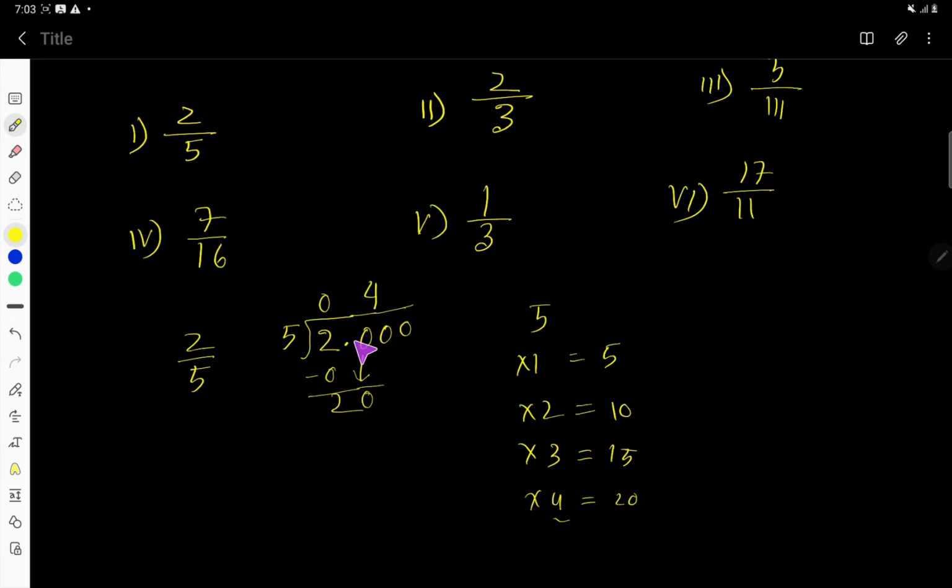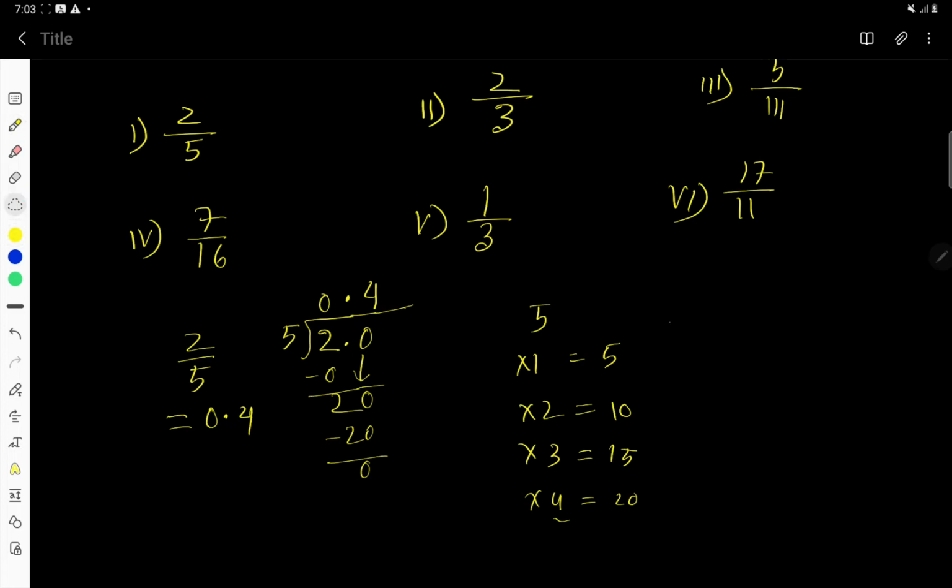But you have to line up the decimal, right? 4 times 5 is 20. If you subtract, then 0. So you don't need the trailing 0s. So 2 over 5 is equal to 0.4. So this is the decimal of this fraction.